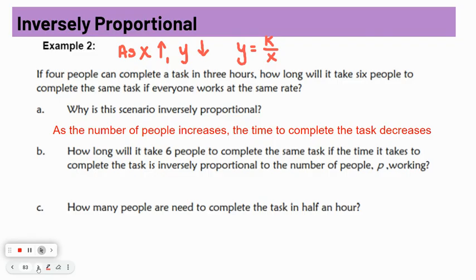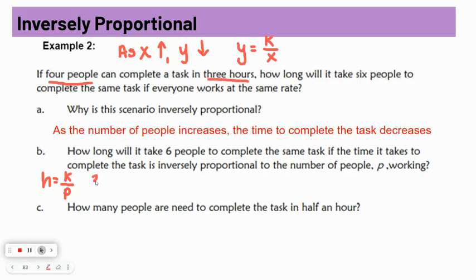So in part B, it says, how long will it take for 6 people to complete the same task if the time it takes to complete the task is inversely proportional to the number of people working? So if I were to think about this as a relationship, I would say the hours worked were inversely proportional to the number of people.